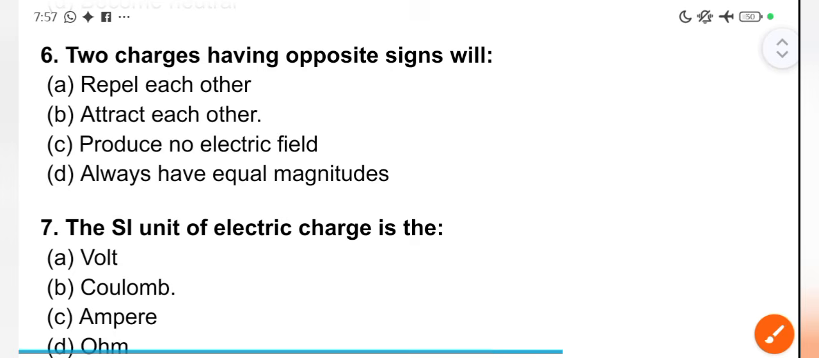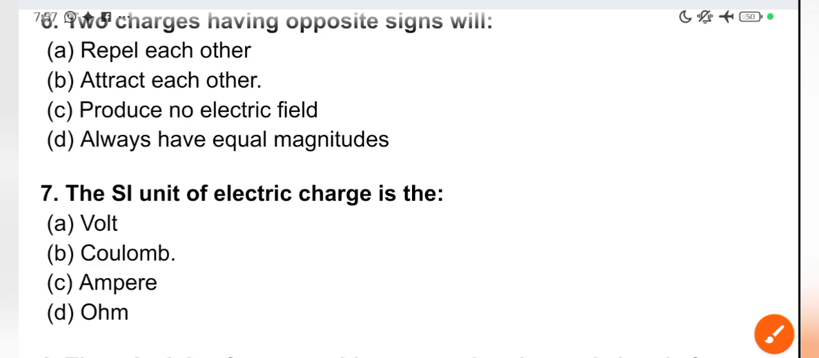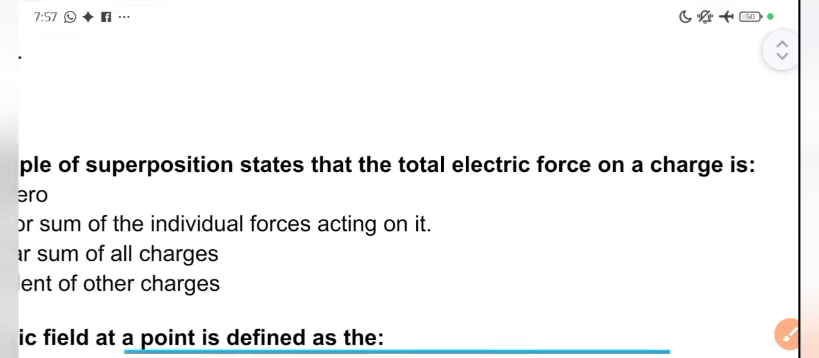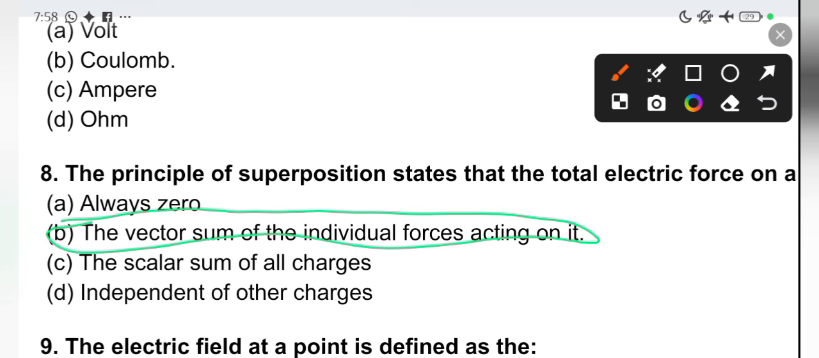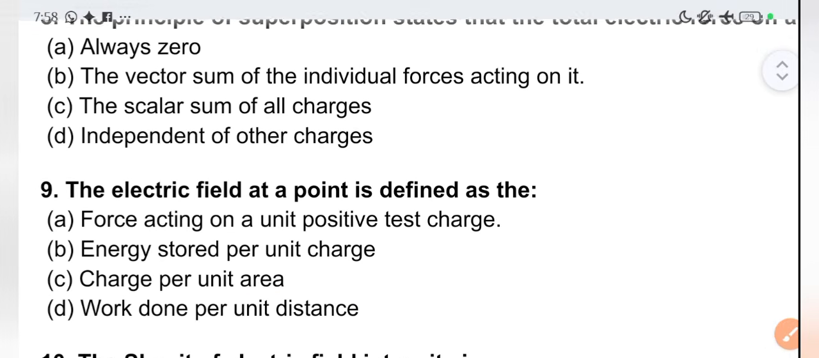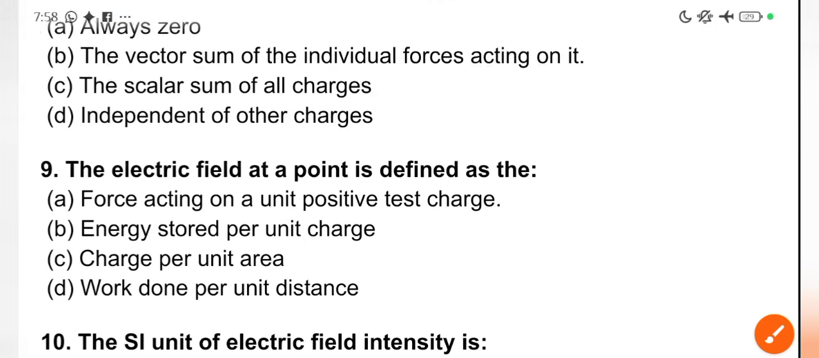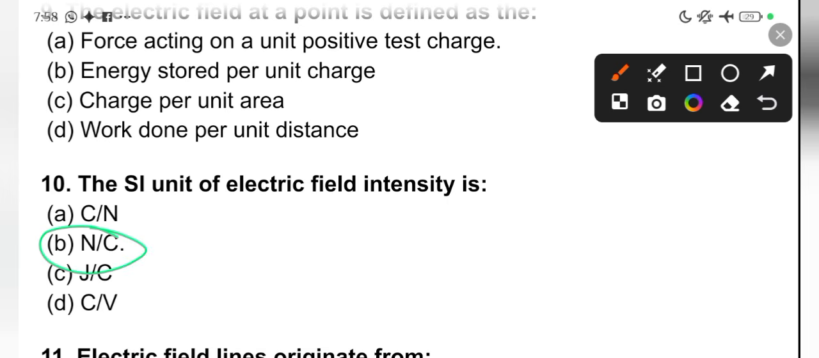Question 7. The SI unit of electric charge is the coulomb. That's the SI unit of electric charge. Alright, moving on. The principle of superposition states that the total electric force on a charge is the vector sum of the individual forces acting on it. That's the law of superposition. You add the sum of the individual forces, the vector sum. Question 9. The electric field at a point is defined as the force acting on a unit positive test charge.